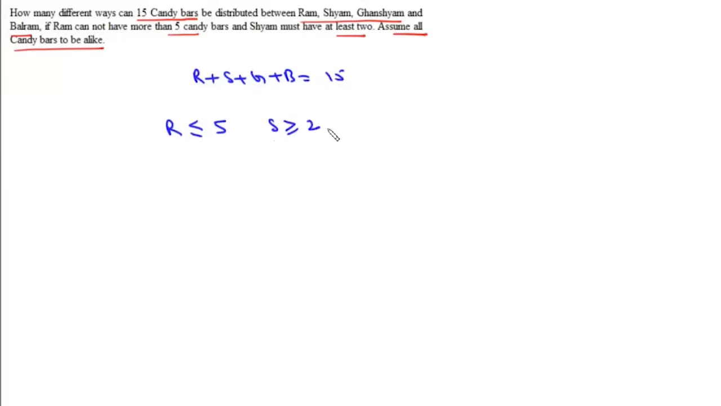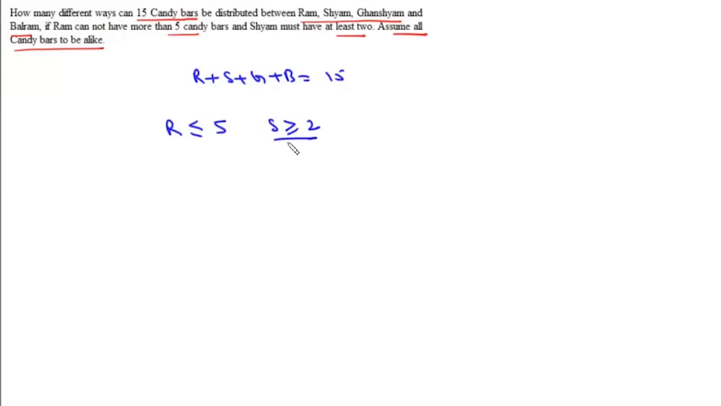Now the question is, how many different ways can 15 candy bars be distributed between Ram, Sham, Ghanshyam and Balram if Ram cannot have more than 5 candy bars and Sham must have at least 2, and assume all candy bars are alike? Now, if all candy bars are alike, we can use the equation method. So suppose the distribution is R plus S plus G plus B, and it must be equal to 15, where R is less than or equal to 5, and where S is greater than or equal to 2.